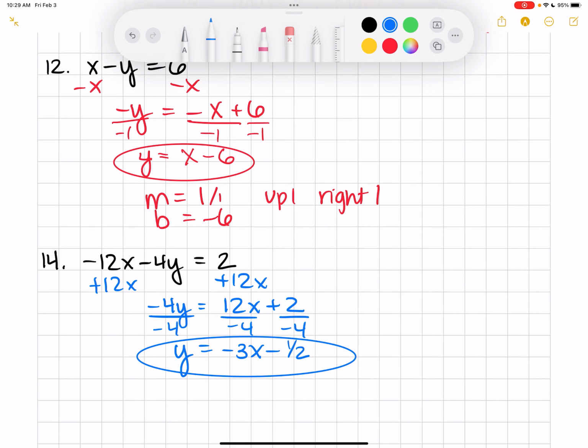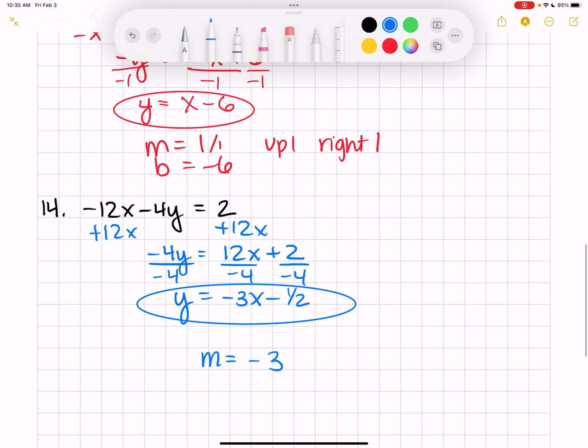And fractions aren't as bad in these because it's just graphing. You're not having to plug something in and solve it or whatever. So my slope would be what? Negative 3. Yep, negative 3. And then my y-intercept would be what? Negative 1/2. Yep.